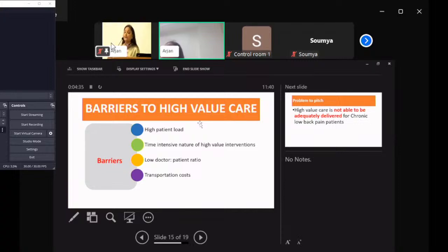On the contrary, rather than giving this high value first line management, people follow pharmacological management and start giving epidural steroids. Those do not work in the long term. So what is the issue? Why are we not being able to deliver?